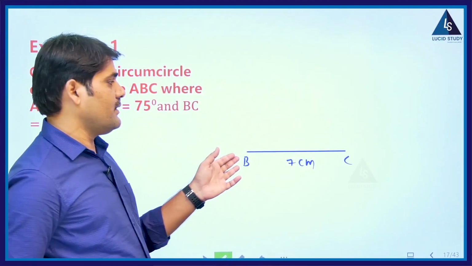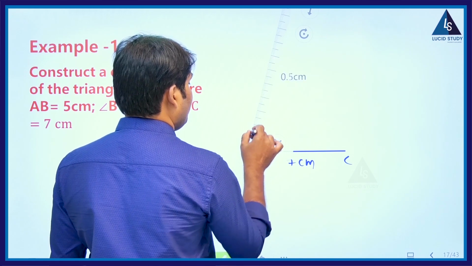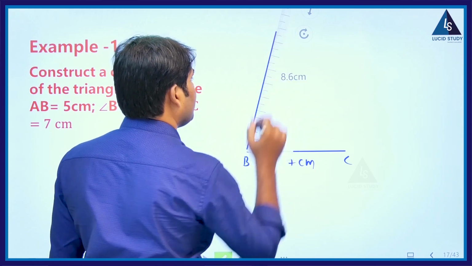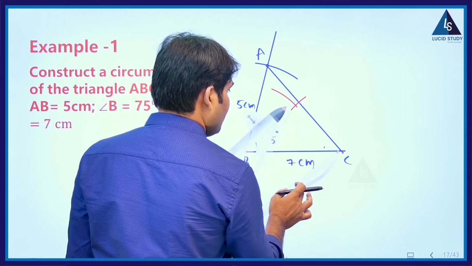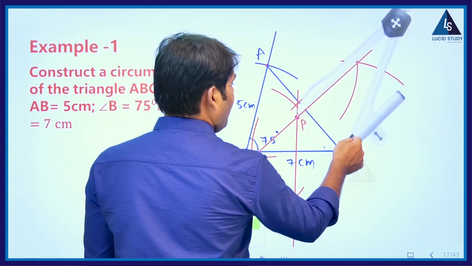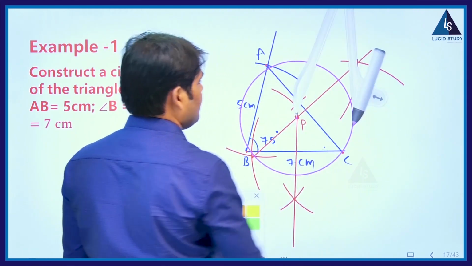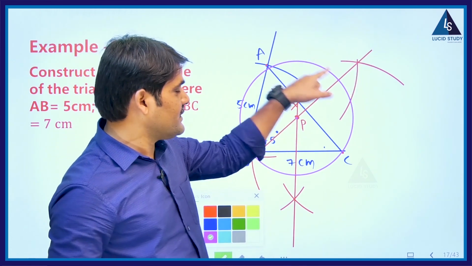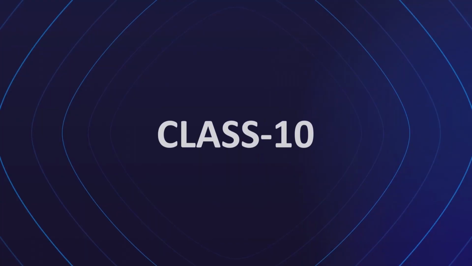Now angle B is given as 75 degrees. So from B, I will draw a line at 75 degrees. Now I am trying to cut this arc, by placing here only, cut this arc also. Now, if you draw, so see, this circle will pass through all the 3 given points.